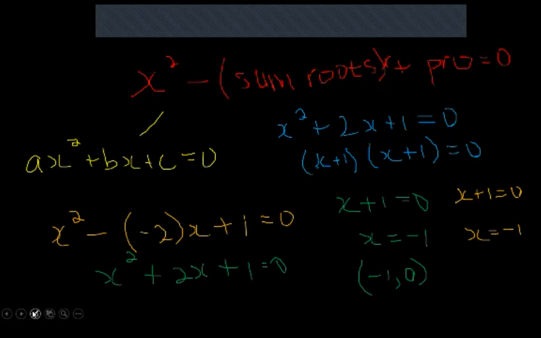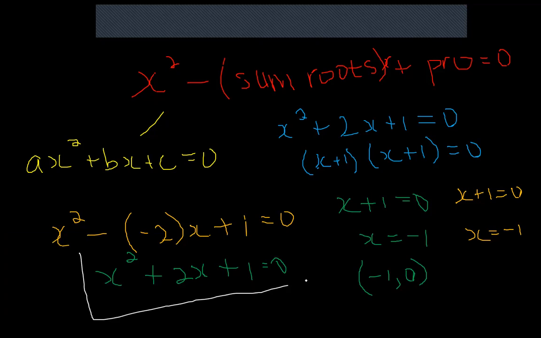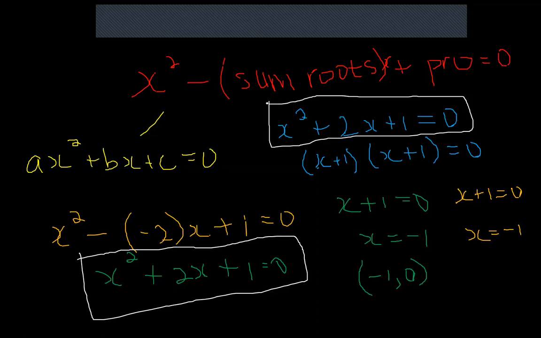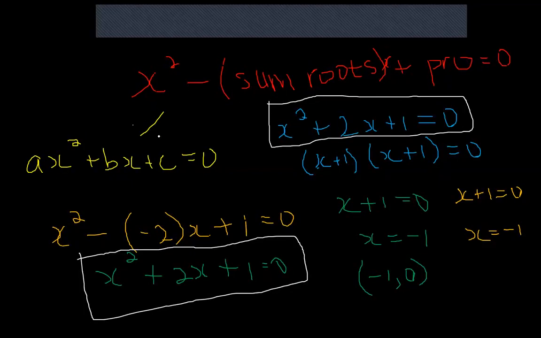Now look at this. Isn't this right here the same as this? Yes, miss. Yep. Right. And doing all that was just to show you that this quadratic form, ax squared plus bx plus c is equal to 0, can be written like this: x squared minus the sum of the roots x plus the product of the roots is equal to 0. That was just me proving to you that it is actually true, and I'm not telling you nonsense. Everybody good with that?